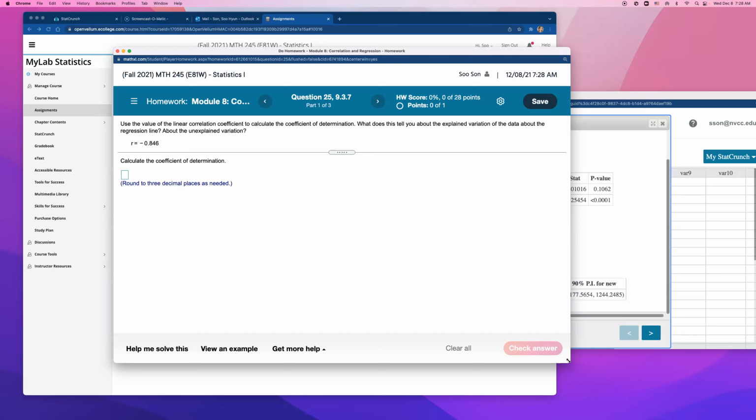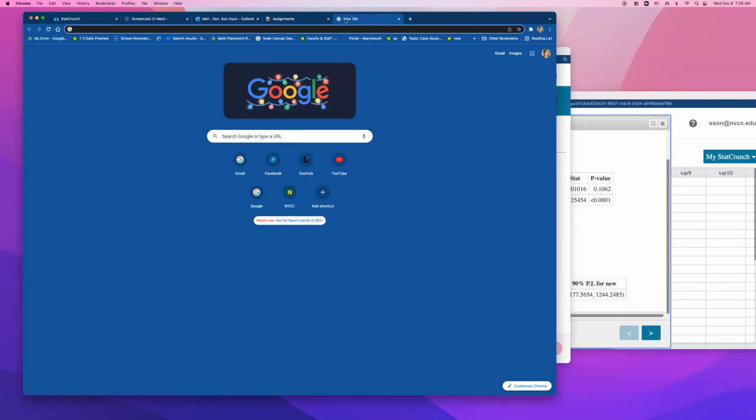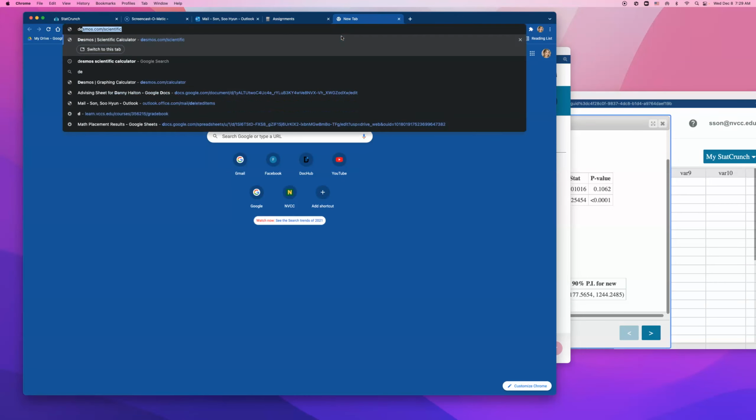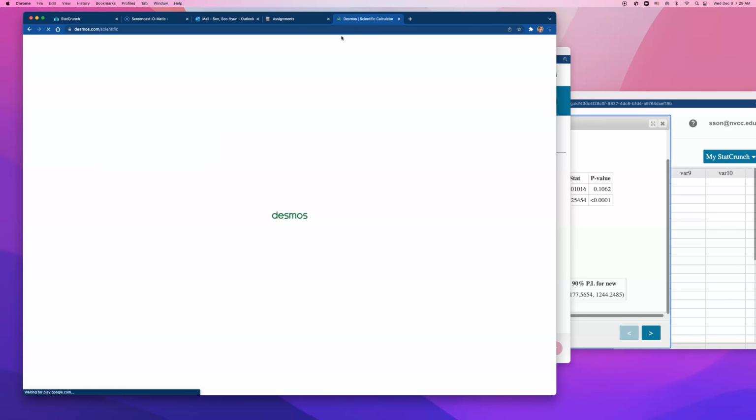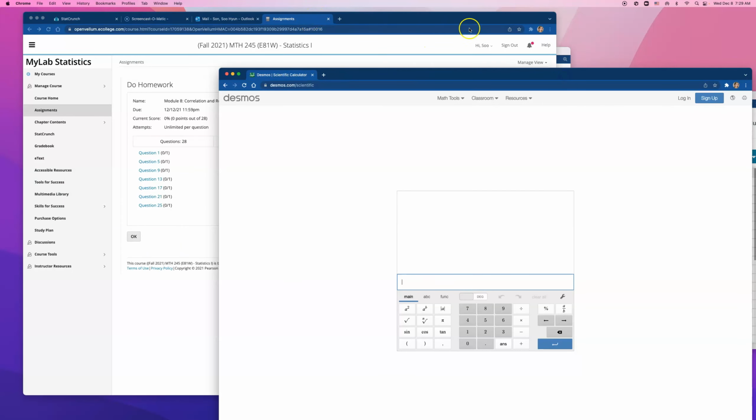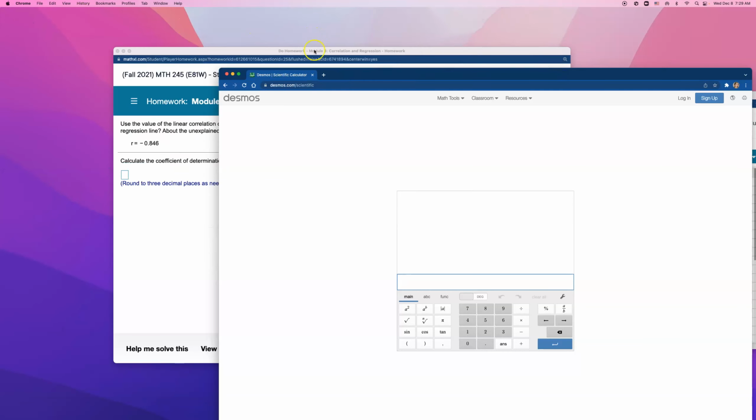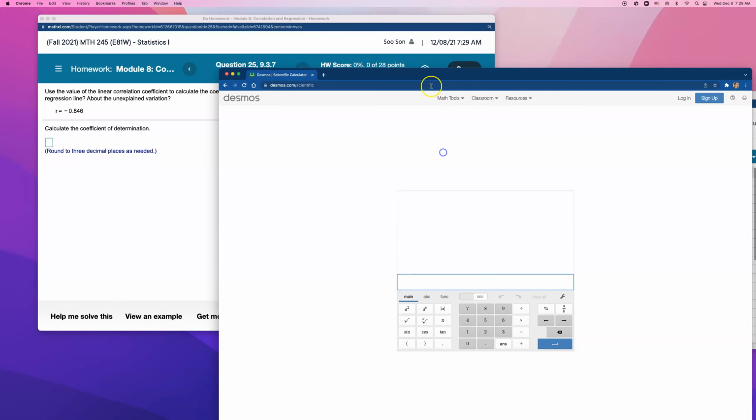All right, so let's go over this. It says use the value of the linear correlation coefficient to calculate the coefficient of determination. Now, we gotta know the symbols, right? R is given. Coefficient of determination is simply R squared. So all you have to do is square this R value, okay? So I open up a calculator, Desmos scientific calculator, and I'll go ahead and square that. Give me 1 second. Let me try to bring both screens up here.